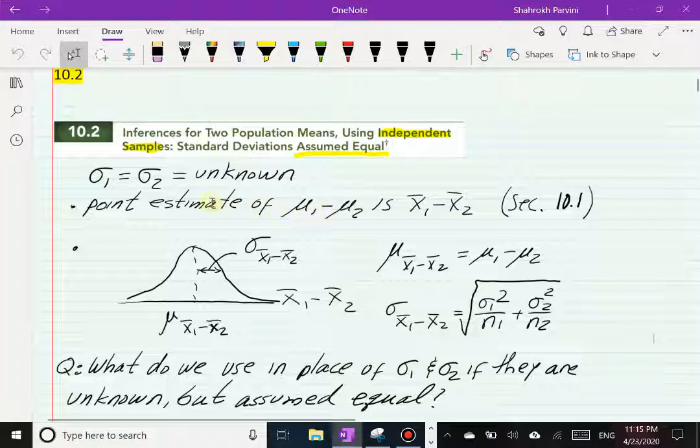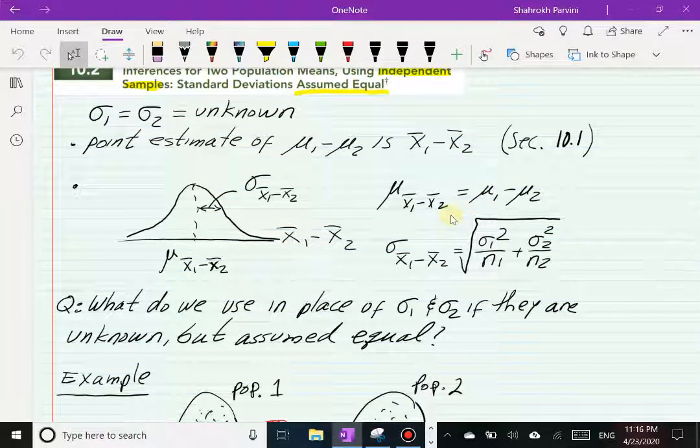So we mentioned in section 10.1 that a single guess, one number, a point estimate of the difference in the population means, is going to be the difference between the two sample means. We also looked at the sampling distribution, or probability distribution, of this random variable x bar 1 minus x bar 2. Once we know that distribution, we were able to make probability statements about x bar 1 minus x bar 2 in section 10.1. In this section, we actually want to construct a confidence interval and do a hypothesis test for mu1 minus mu2, that is, the difference in the means of the populations.